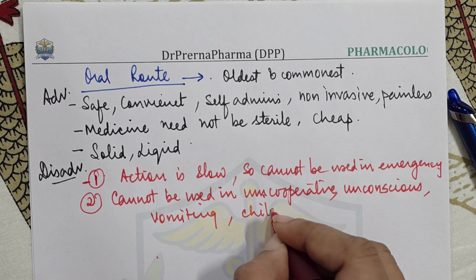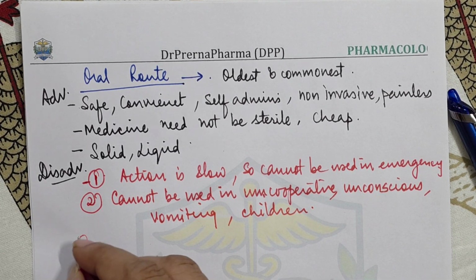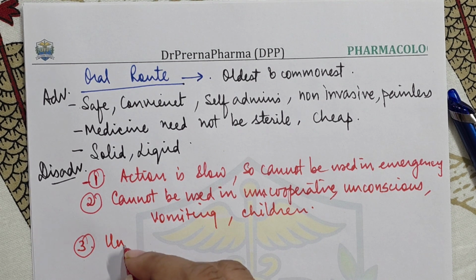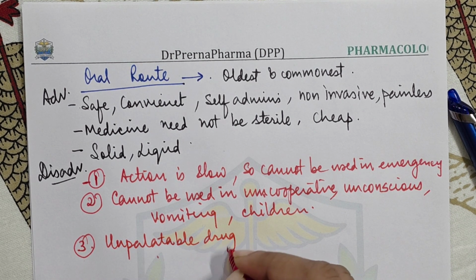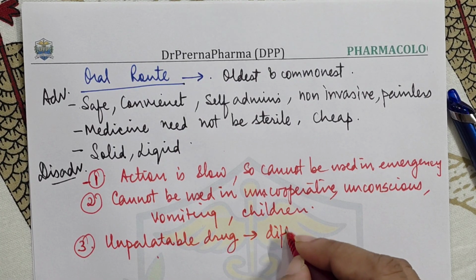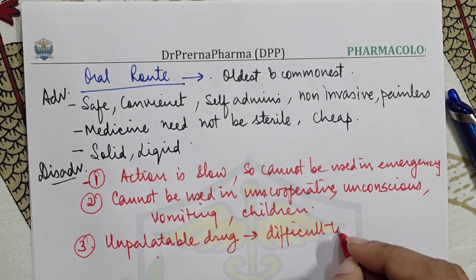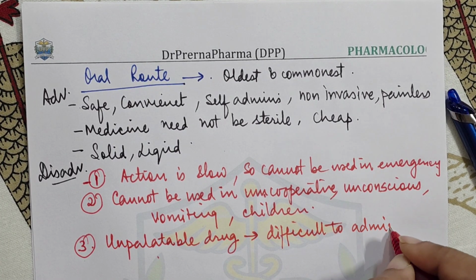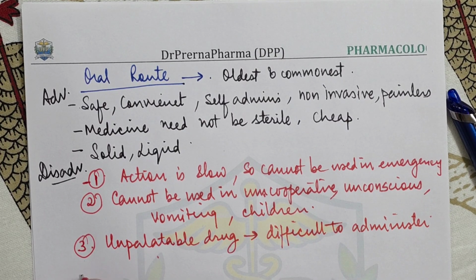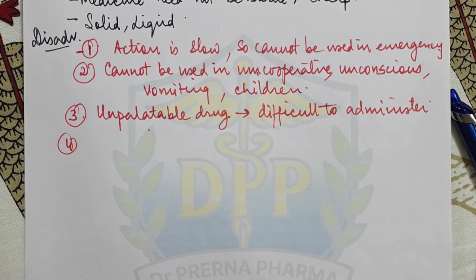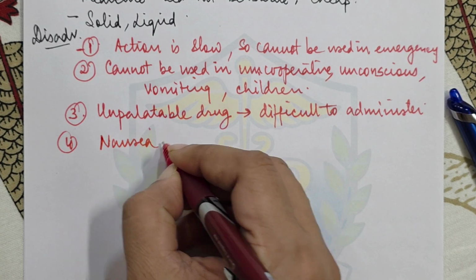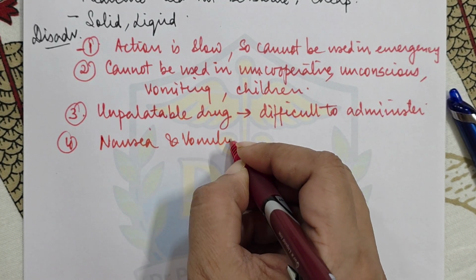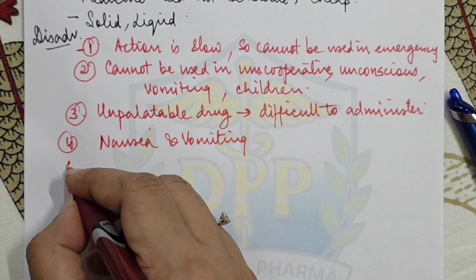And even in children it is very difficult sometimes, so we have to give them drops. Then unpalatable drugs, which means drugs which are very bitter, are difficult to administer, so they are usually given by IV or IM route, the drugs which cannot be taken orally. Then fourth, this route may cause nausea and vomiting. The most common side effect of drugs taken by the oral route is nausea and vomiting.